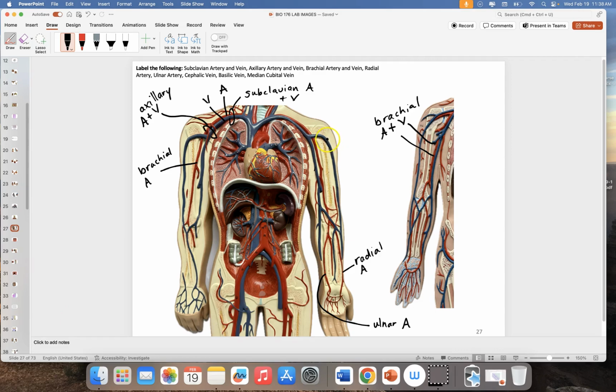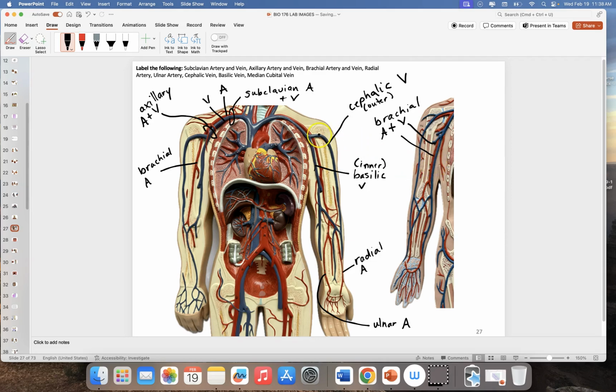The one that stays on the outside is known as the cephalic vein, because cephalic means outer. And then the one on the inside is going to be the basilic vein, and basilic means inner. And we can see the same thing over here. We would have a cephalic vein on the outer, basilic on the inner.